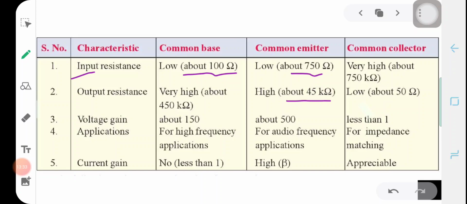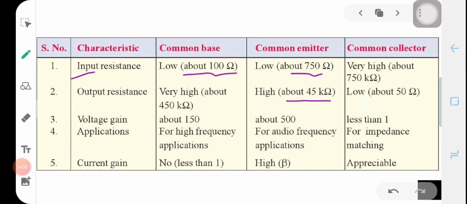Then if you consider the current gain, the common base has a current gain of less than 1. The common emitter again has a current gain between 20 to 500. As we have seen, the current gain means the current amplification factor, the value of beta, and it varies from 20 to 500. The common collector has an appreciable current gain, but there is no voltage gain.